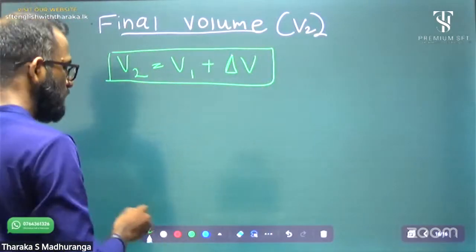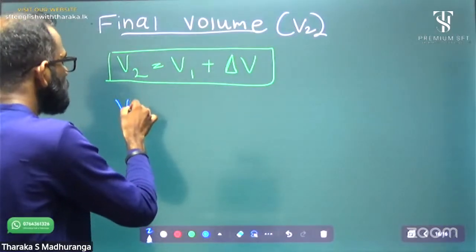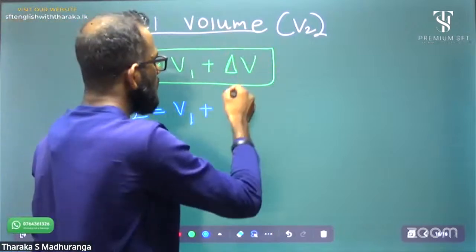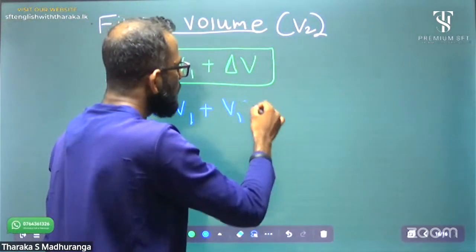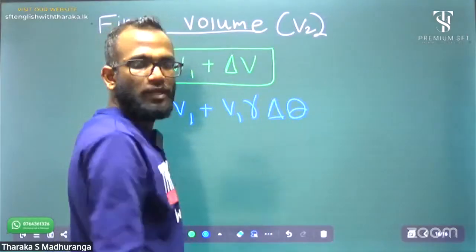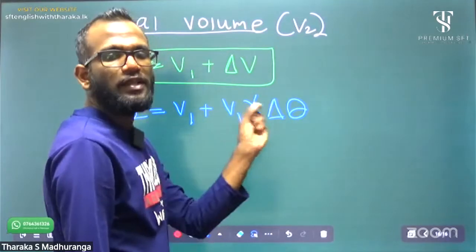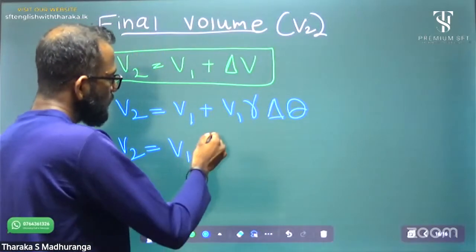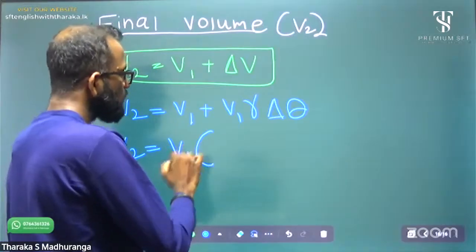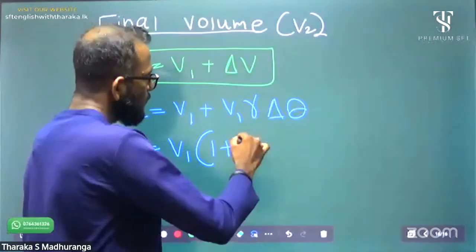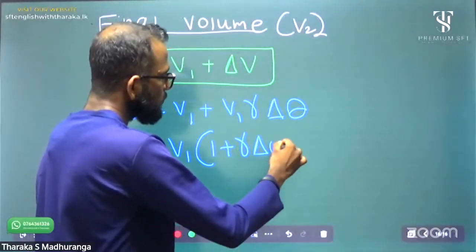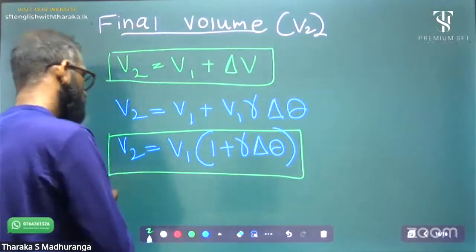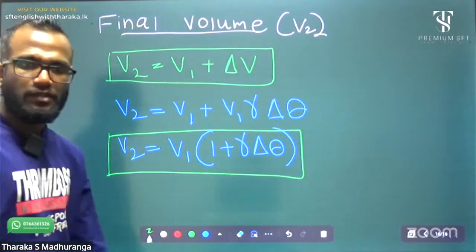Then I can create another equation. V2 equals V1 plus delta V; instead of delta V, I can add V1 gamma delta theta, our common equation. Then V2 equals V1, taking it out of the bracket, times 1 plus gamma delta theta. This is my final equation. Okay, write down.